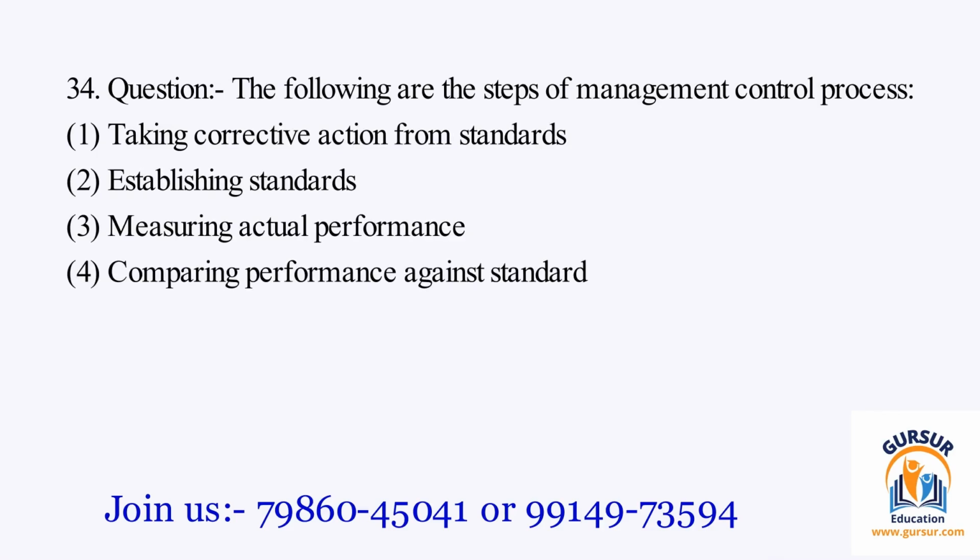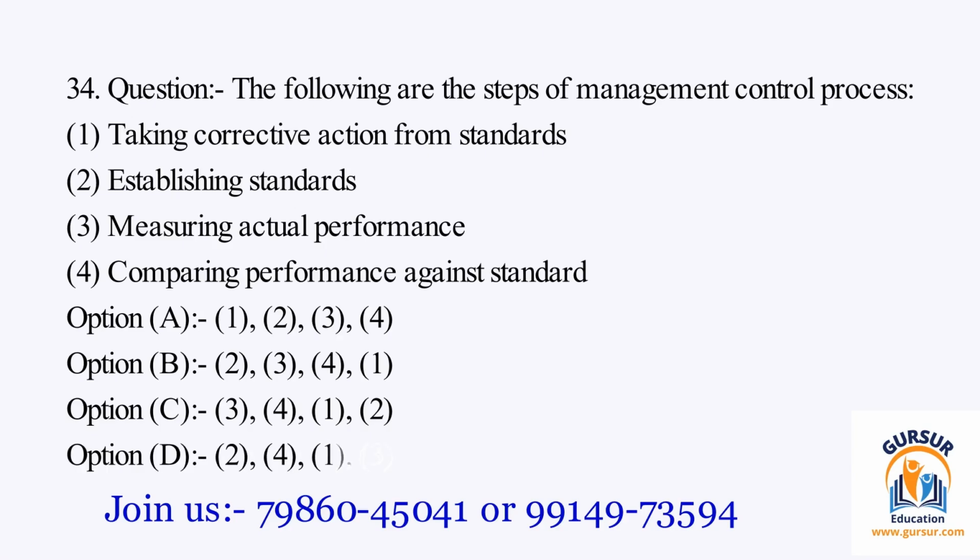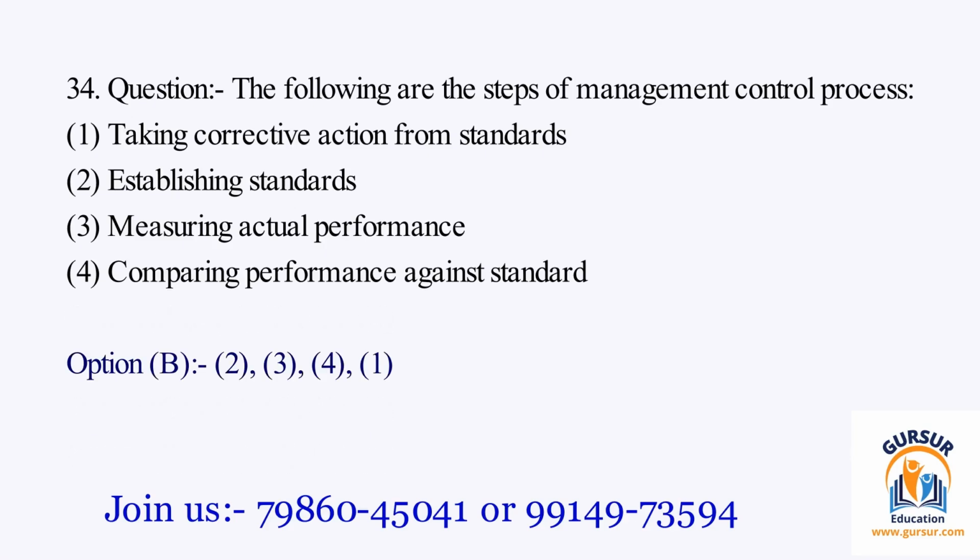Question number 34. The following are the steps of management control process. 1. Taking corrective action from standards. 2. Establishing standards. 3. Measuring actual performance. 4. Comparing performance against standard. The option A is 1, 2, 3, 4. The option B is 2, 3, 4, 1. The option C is 3, 4, 1, 2. The option D is 2, 4, 1, 3. The right answer of the question is option B, and that is 2, 3, 4, 1.